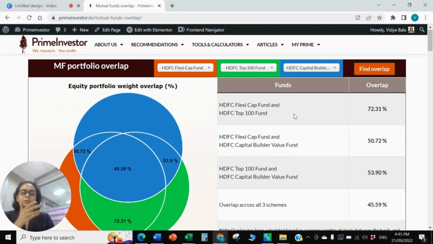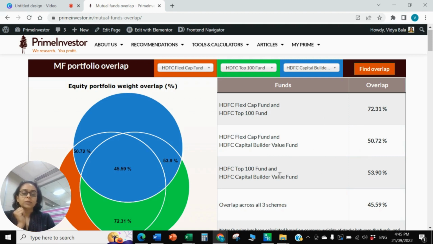So basically, when we talk of overlap, this is the weight, the proportion in terms of value. This is not just the number of stocks, because you can have a high number of stocks but the weight may be very different. But when there is a significant weight overlap, it has a bearing on the returns directly. So the 72% is quite high.